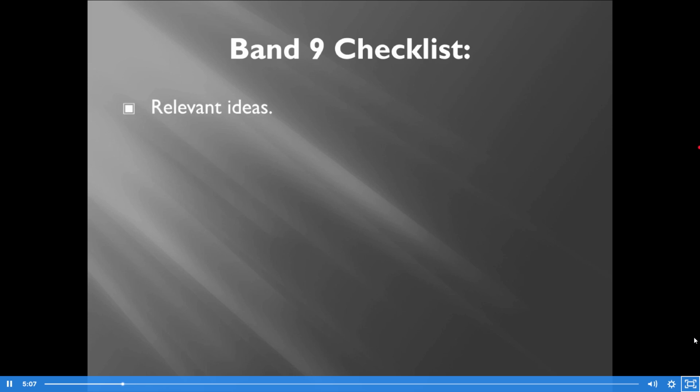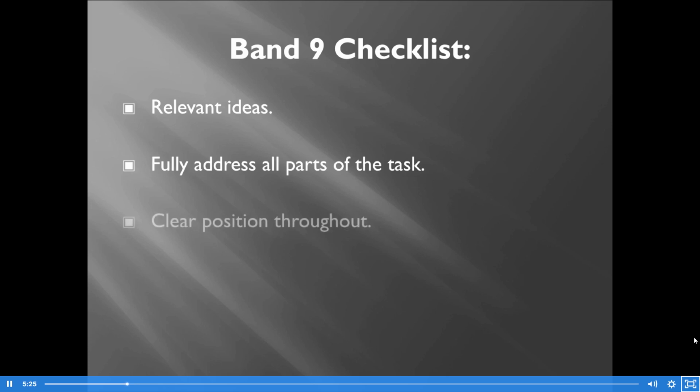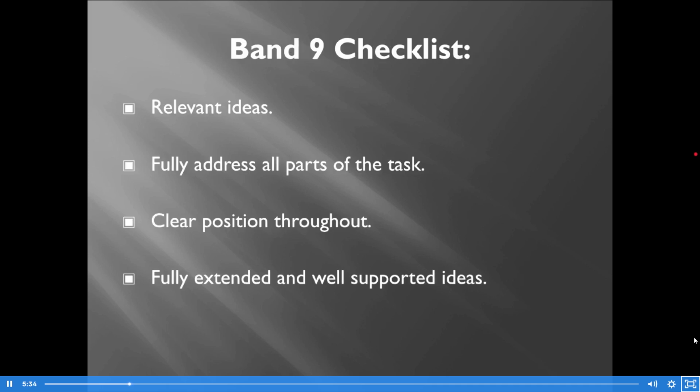So, Band 9 checklist. Your ideas need to be relevant. In other words, your ideas need to address and answer the question. You need to fully address all parts of the task. So for example, if the question is a double question, then you need to answer both of those questions. You need to have a clear position throughout, and our structure helps you do that. You need to fully extend and well support your ideas, and those are the checklist.